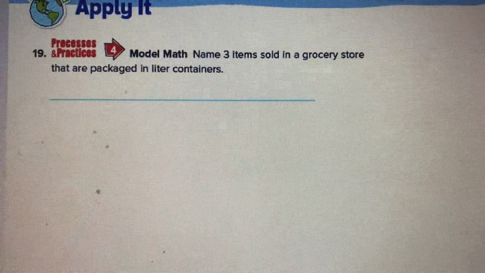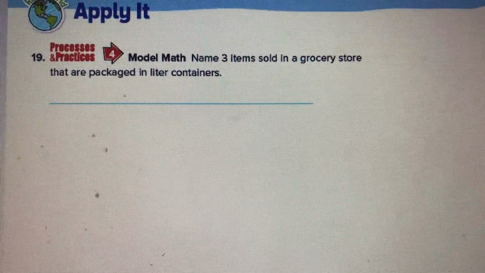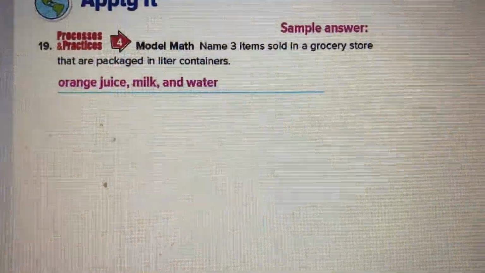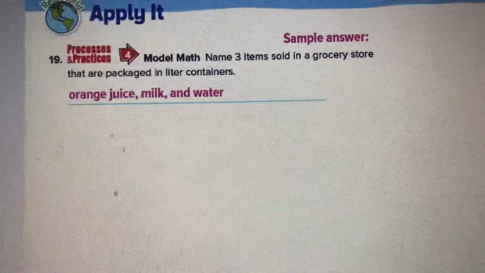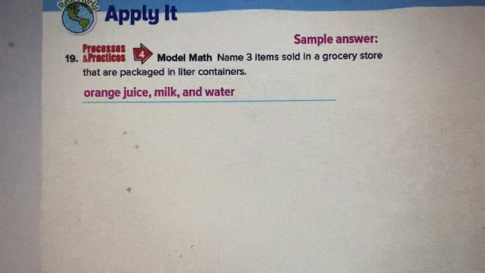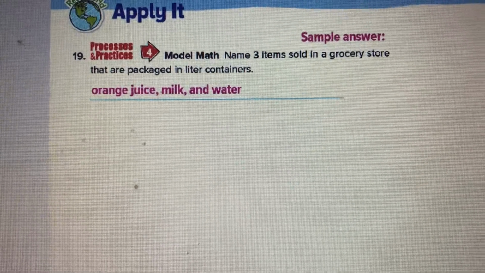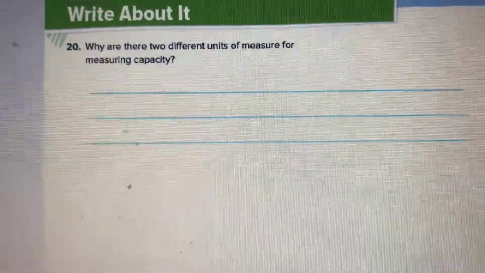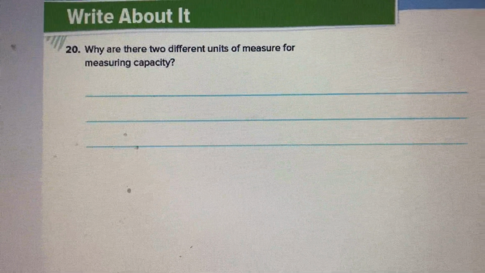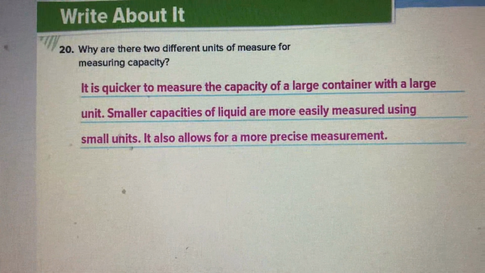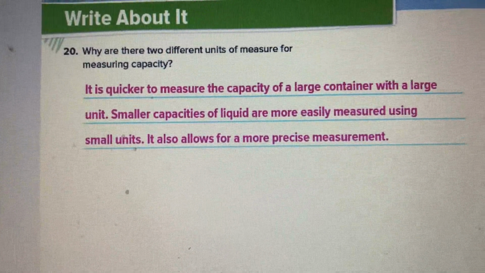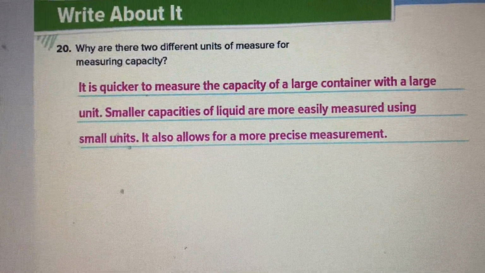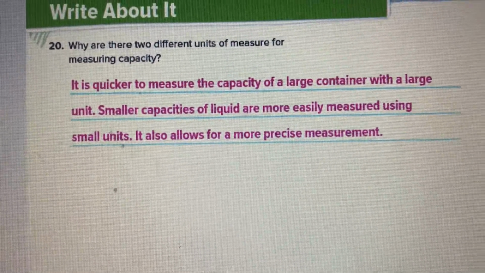Okay, model the math. Name 3 items sold in a grocery store that are packaged in liter containers. I showed you one earlier. Orange juice is another one. Milk is another one. And water are all actually packaged in a liter. You can buy them in liter containers. And number 20, why are there two different units of measure for measuring capacity? Well, it's quicker to measure the capacity of a large container with a larger unit. Smaller capacities of liquid are more easily measured using small units. More precise measurements.